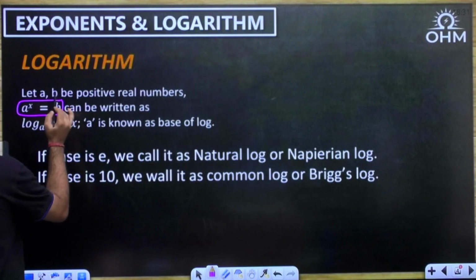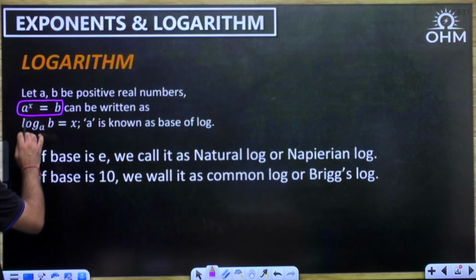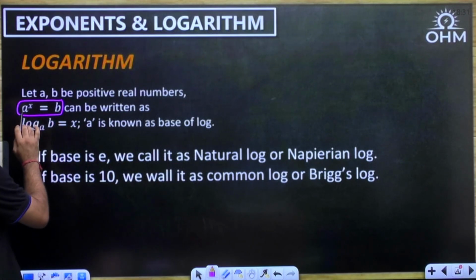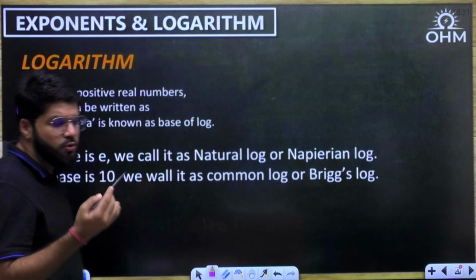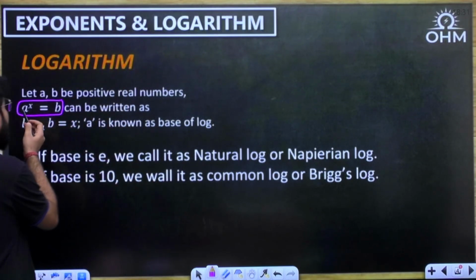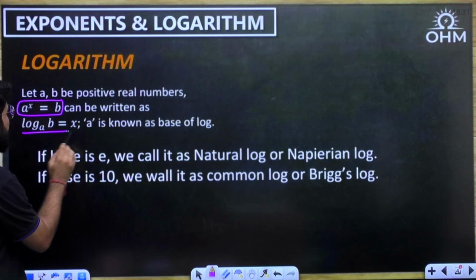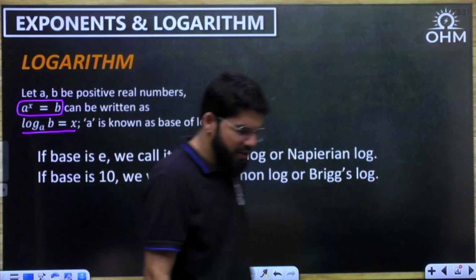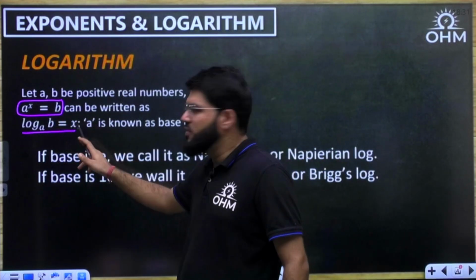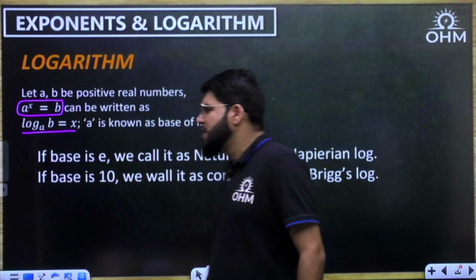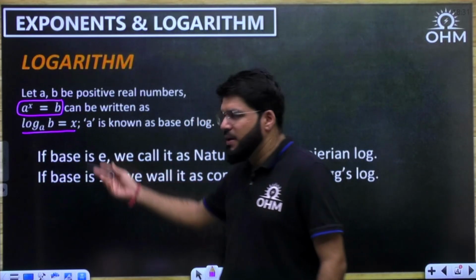Before I take up any question, just quick important points we are updating here. If a power x is equal to b, to eliminate the exponent we take the log. So log of b to the base a, whatever was the base, will be defined as x. So x, the exponent, the power, will be given by log of b to the base a.